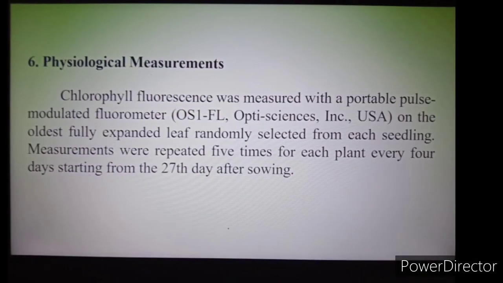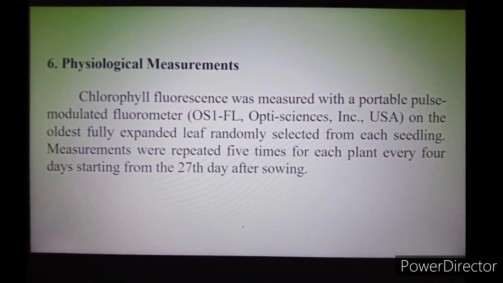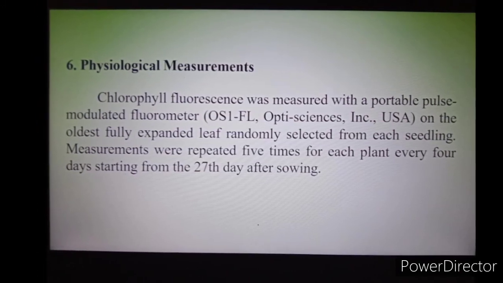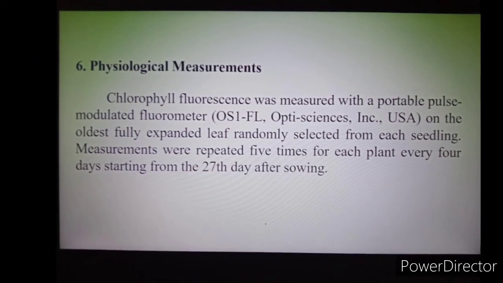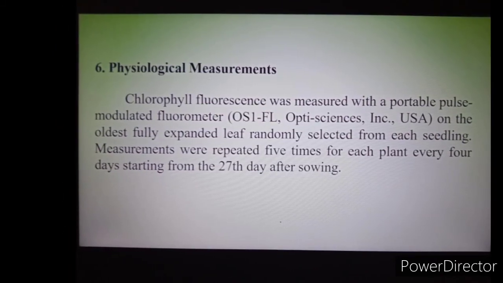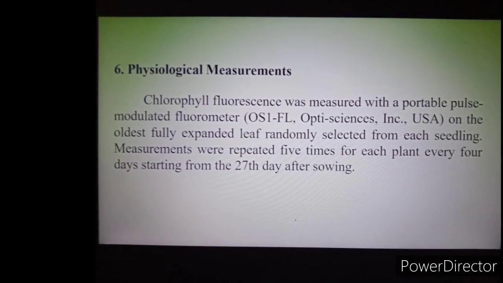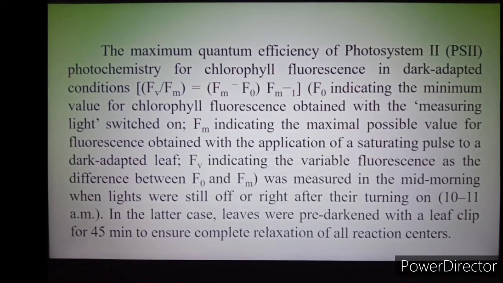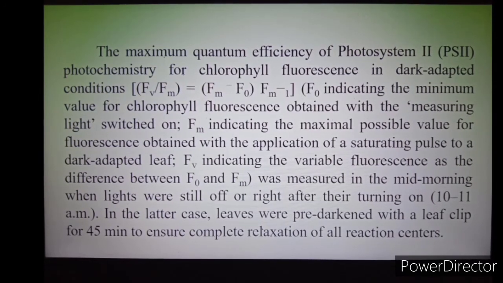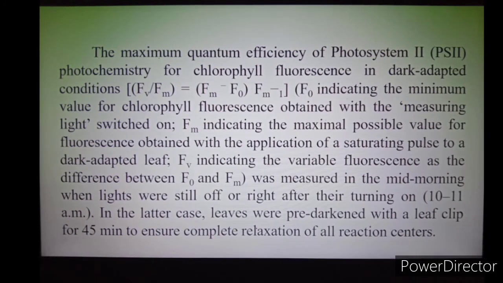Next is the physiological measurements. Chlorophyll fluorescence was measured with a portable pulse modulated fluorometer on the oldest fully expanded leaf randomly selected from each seedling. Measurements were repeated 5 times for each plant every 4 days starting from the 27th day after sowing. The maximum quantum efficiency of photosystem 2 photochemistry for chlorophyll fluorescence in dark adapted conditions.